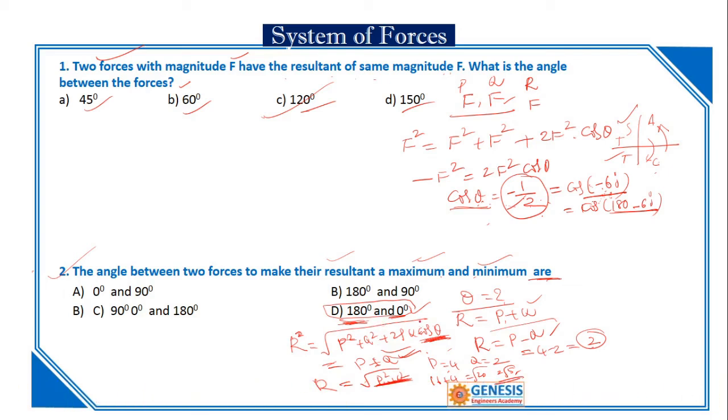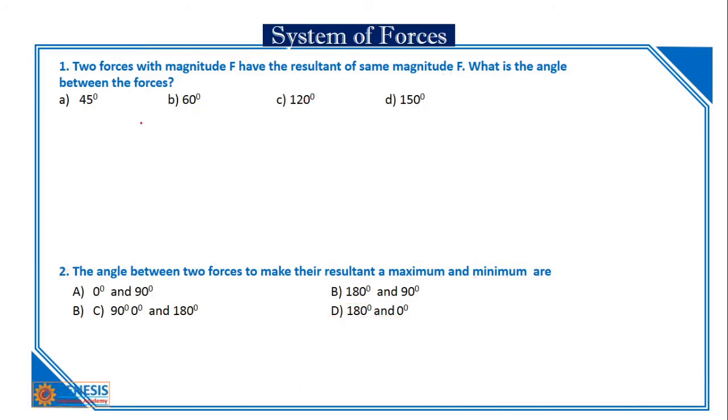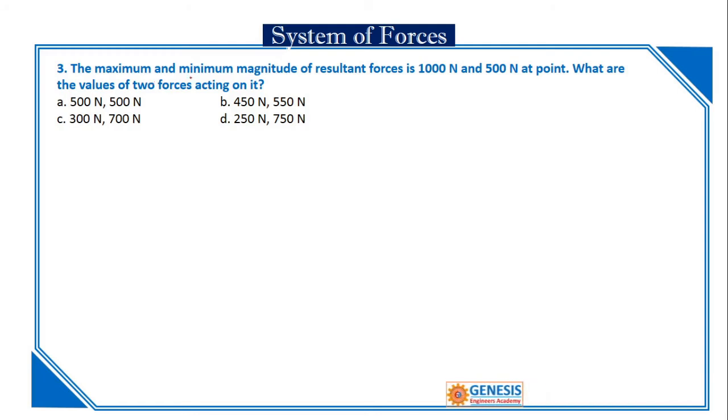Okay, and we'll move on to the third one. The maximum magnitude of the resultant force is 1000 and the minimum is 500 newtons at a point. What are the values of the two forces?